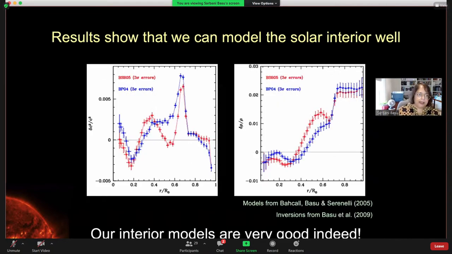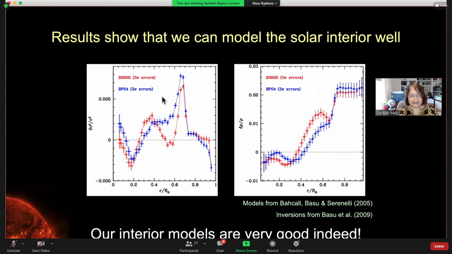Okay. And we know that we really can model the solar interior very well. These are relative sound speed differences, actually squared sound speed differences, so twice the relative difference in sound speed, between two fairly good solar models and the sun. Look at the scale. These are differences of fractions of a percent, which means we really can model the structure.